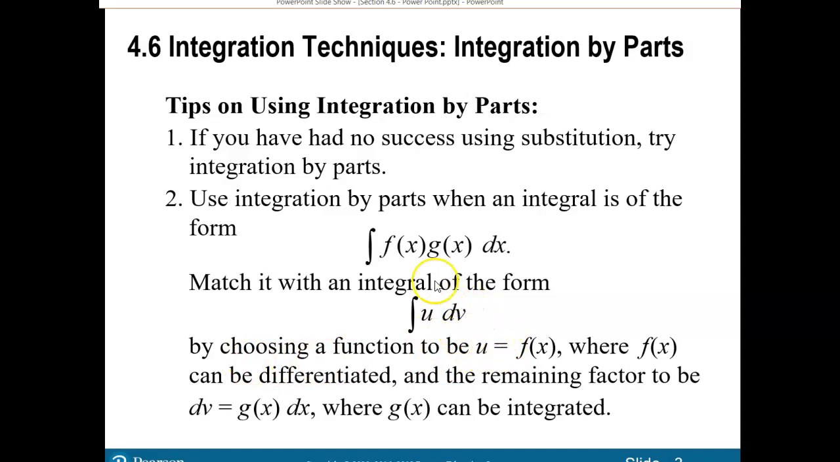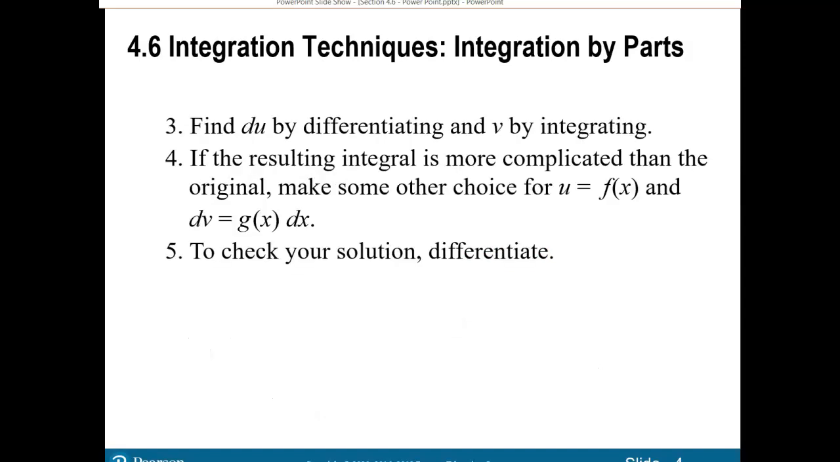By choosing some of it to be u, say f of x is the u, you have to be able to find the derivative of that f of x. And the remaining part, the g of x dx, or the rest of it, will be assigned to dv. But on the dv, you don't want to pick something that you can't integrate, because you have to be able to find the antiderivative. That will eliminate some choices as we go through these examples, because some things can't be easily integrated.